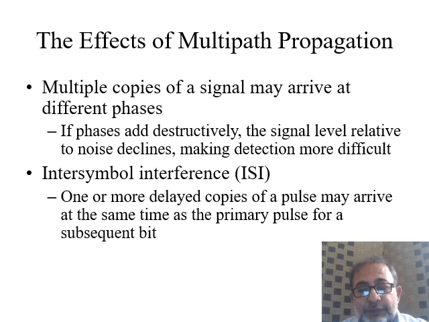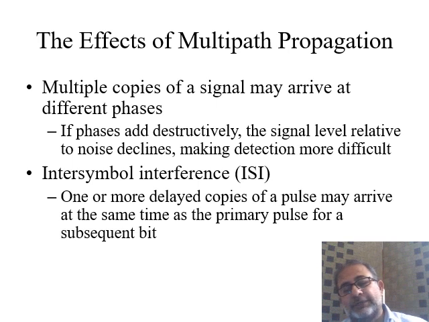And what are the effects of multipath? Number one, the multiple copies of signals may arrive at different phases. If the phases add destructively, the signal level relative to the noise declines, making detection difficult. We can also face intersymbol interference. One or more delayed copies of the pulse may arrive at the same time as the primary pulse for a subsequent bit.